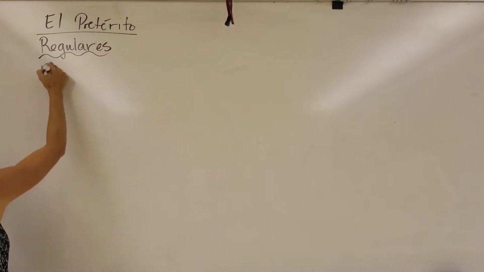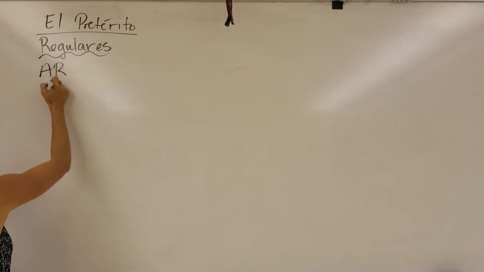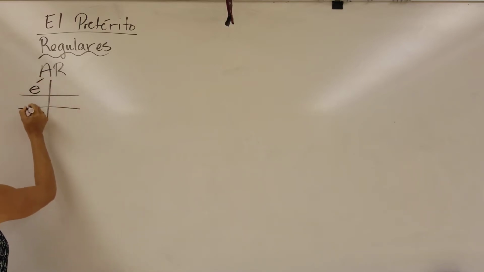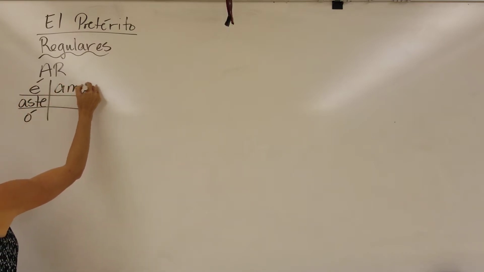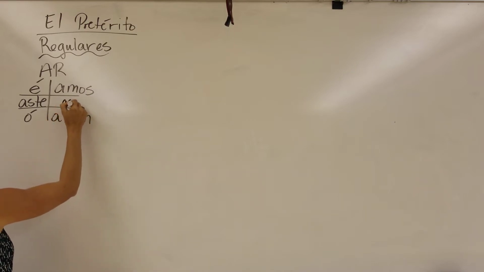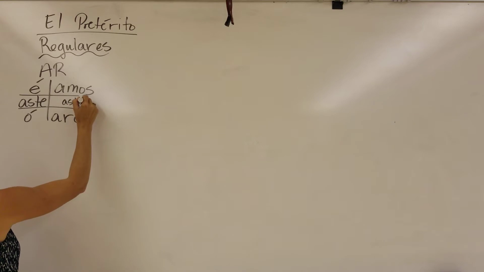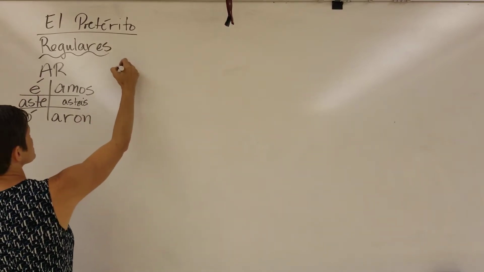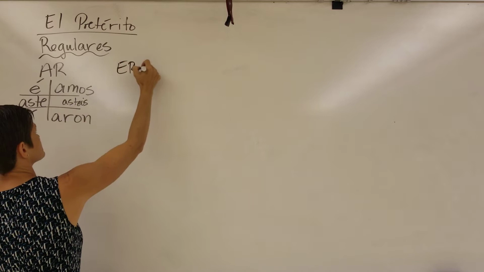Regular verbs, if it's an AR verb, our endings for the preterite are é, aste, ó, amos, aron. And astes, if you want to learn that. If it's an ER or an IR verb, they are the same.